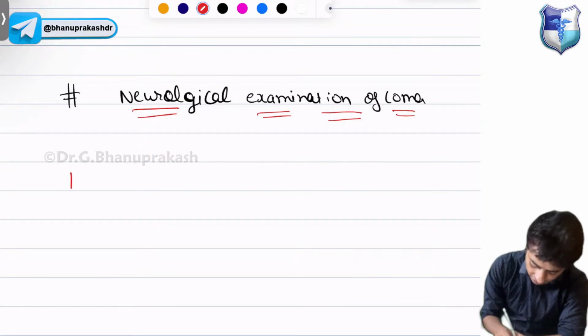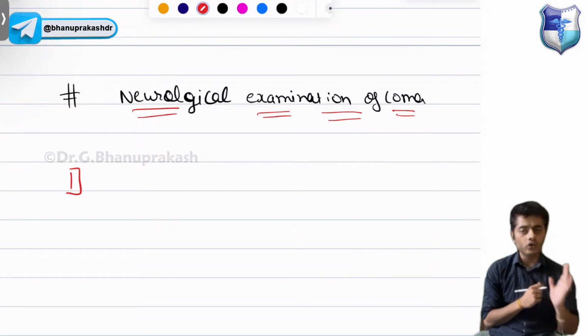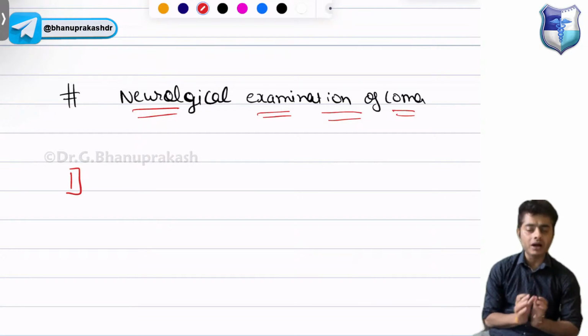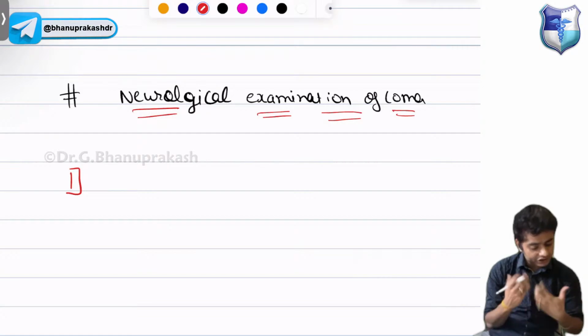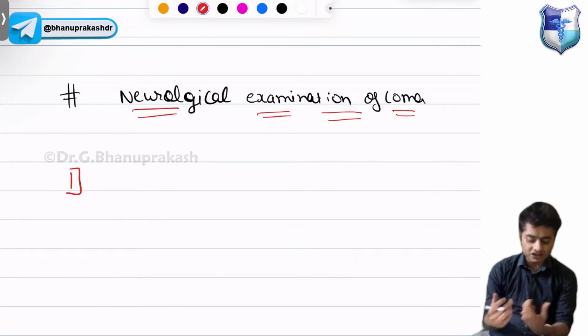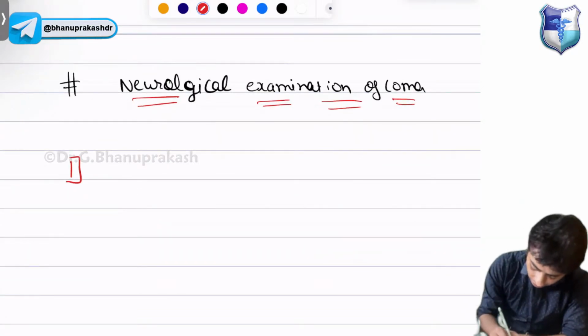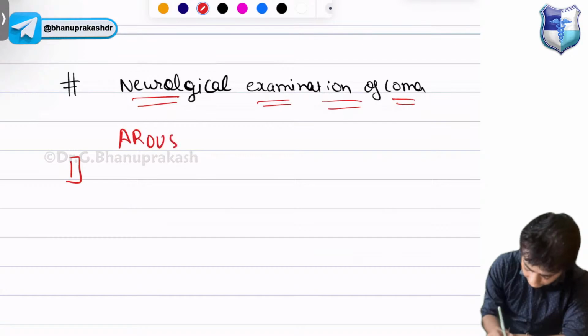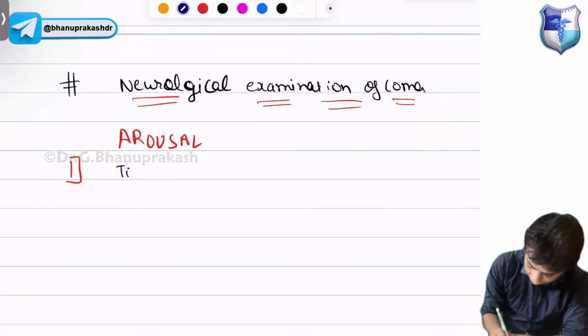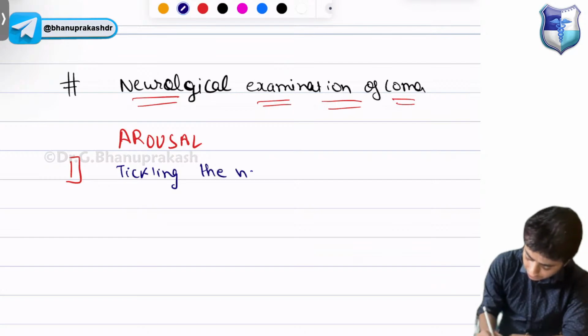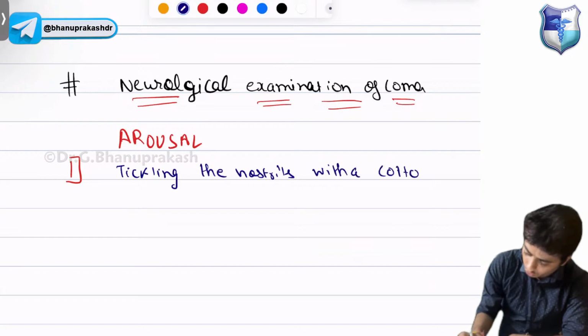So first, a patient comes to you with coma. पेशेंट हमारे पास आया कोमा का, सबसे पहले हम क्या करेंगे? अराउजल। पेशेंट को हम पेन स्टिमुलस देंगे, क्या पेशेंट जग पा रहा है, नहीं जग पा रहा? तो फर्स्ट वी विल डू अराउजल. एंड हाउ वी विल डू अराउजल? We will do it by tickling the nostrils with a cotton wisp.